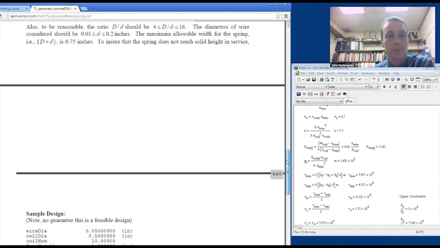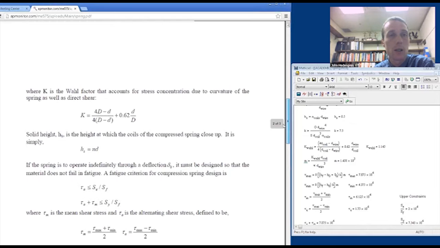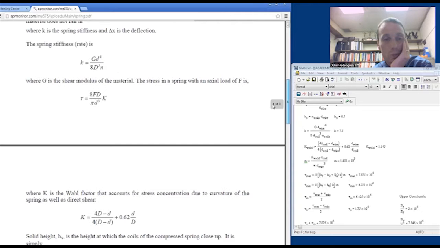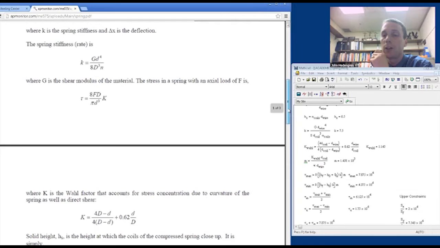Okay, so M. Let's see, where is M? I'm trying to remember why I defined M there. Okay, so there's a coil. I had used this elsewhere down here, so I just defined kind of an intermediate value, M, because I'm going to be using it in some of these other equations down here in my tau values. So now let's go on to the tau max and tau min. Those are used in the tau is defined.